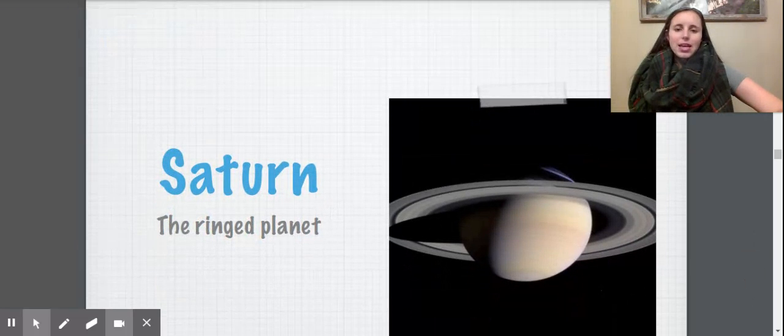Saturn is the next planet. It's called the ring planet. It's actually not the only planet with rings, but its rings are really nice and really visible, so it leads to the misconception that it's the only planet with rings.